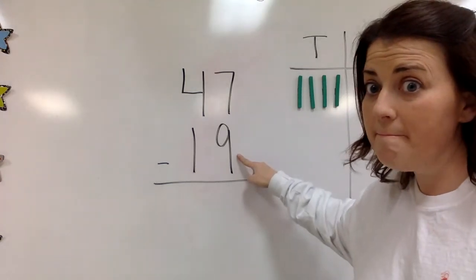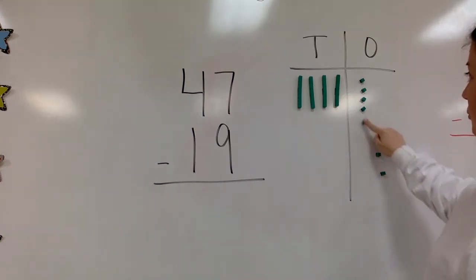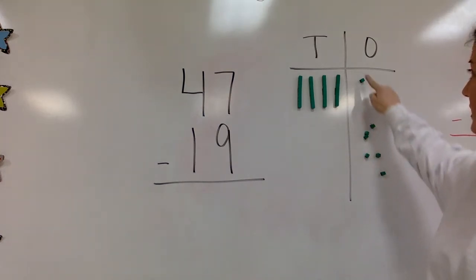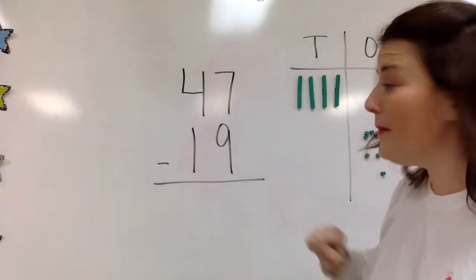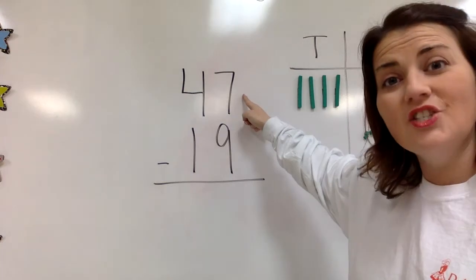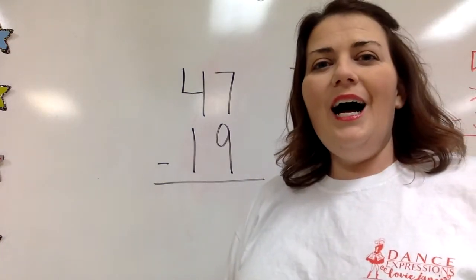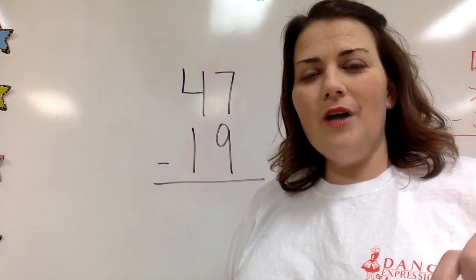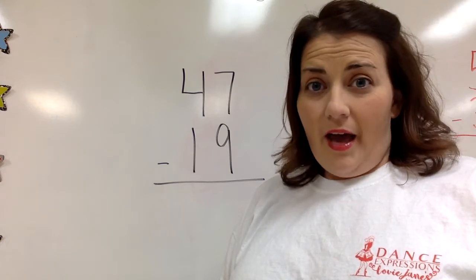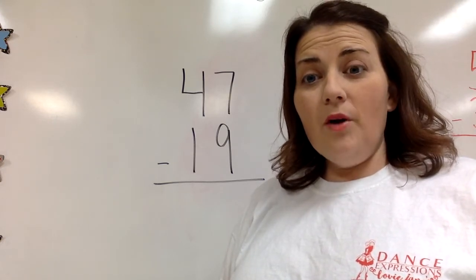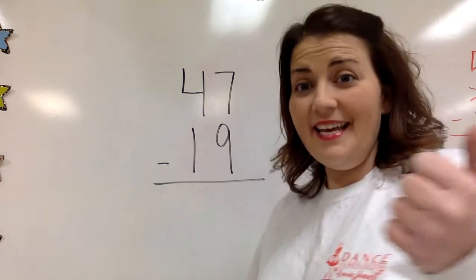Can we do that? Let's try. Okay, I've got 7 and take away 9. 1, 2, 3, 4, 5, 6, 7, 8. Uh-oh. Can't do that because 7 is smaller than 9. Can't do that yet. You'll learn one day how to subtract those types of things. But for now, we're not going to do that. What can we do? Move a 10. That's right.